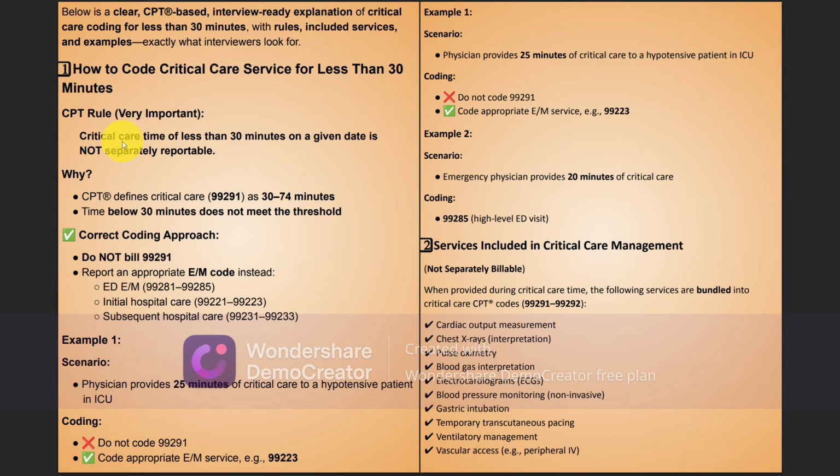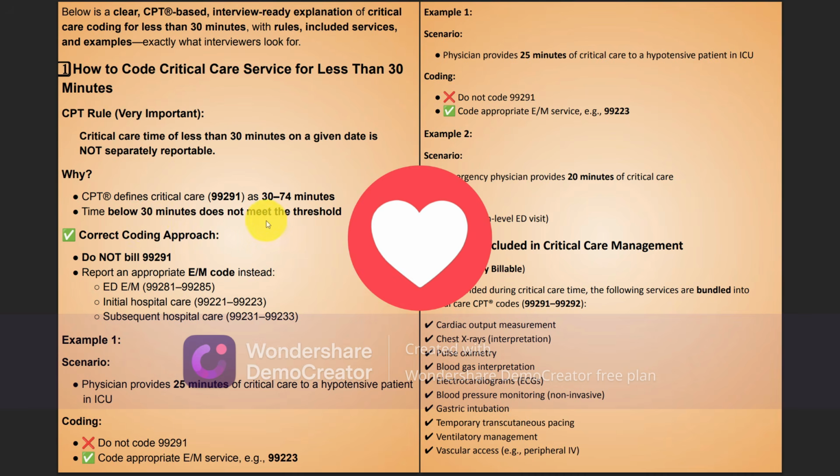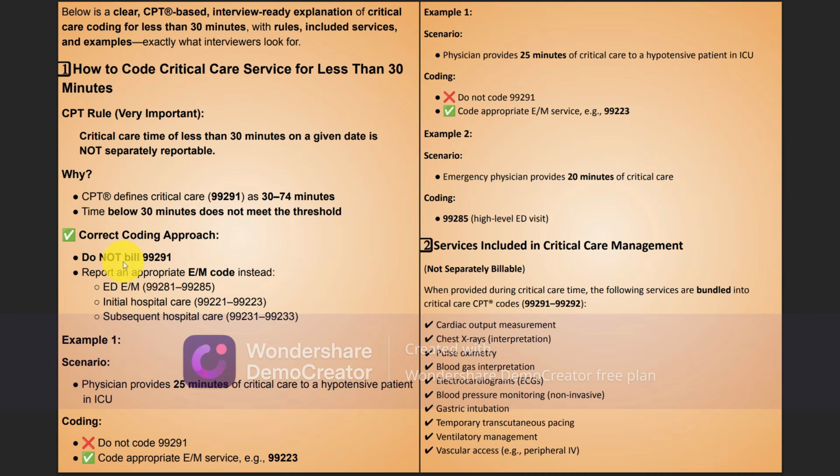CPT rules are very important. Critical care time of less than 30 minutes on the given date is not separately reportable. Why? CPT defines critical care 99291 as 30 to 74 minutes. The time below 30 minutes does not meet the threshold of time, right? So the correct coding approach is: do not bill 99291. Report an appropriate E/M code instead, like ED E/M 99281 to 99285, depending upon the location.